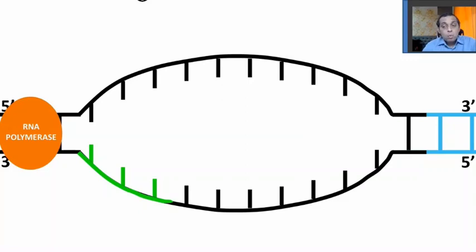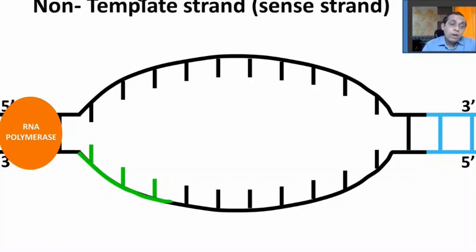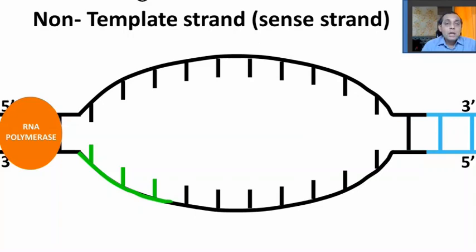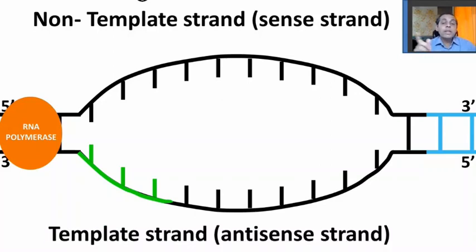Now the question is, which strand will do transcription? Now there are 2 strands on the DNA here. One is 5' to 3', the other one is 3' to 5'. Now the 5' to 3' strand is called the non-template strand, also called the sense strand. Now it is called non-template, that means it is not going to do transcription. And the strand opposite to that, the one which is moving in 3' to 5', is called the template strand, also called the antisense strand.